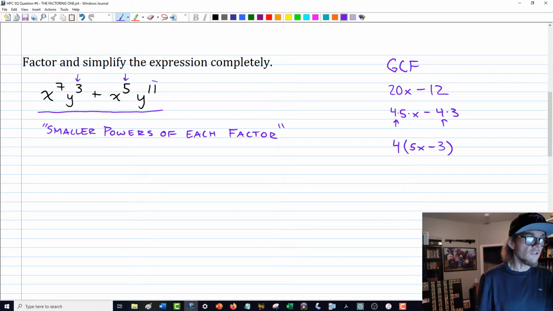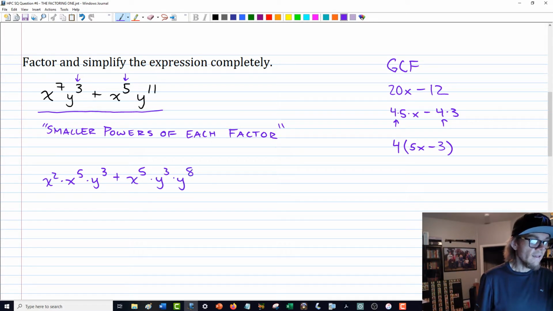Notice that y to the 3rd is smaller than y to the 11th, or has a smaller power, and that x to the 7th has a larger power than x to the 5th. So basically we're set up. Now, to emphasize this structural idea of what's happening here, we could instead write this as x squared times x to the 5th times y to the 3rd, plus x to the 5th times y to the 3rd times y to the 8th.